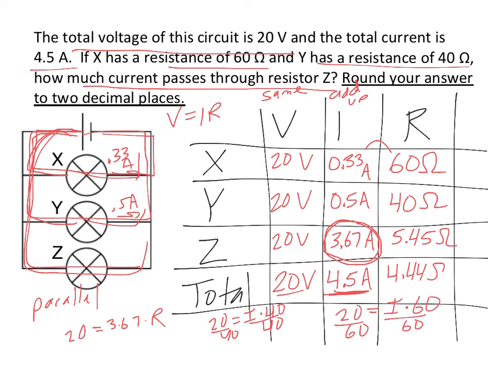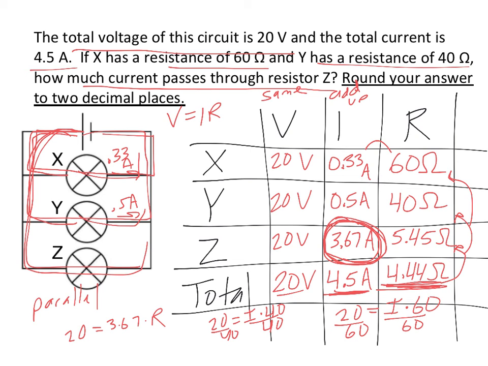And I guess this is not as helpful to confirm your answer, but remember in parallel, your total resistance, this number has to be lower than all of these other numbers. And so 4.44 is in fact lower than all these. That is a small confirmation. I guess we did it right. But anyway, this is our final answer, that the current passing through Z is 3.67 amps.